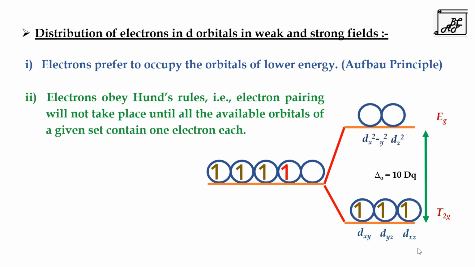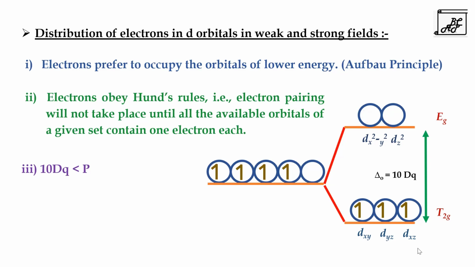For this, we have to study the 3rd rule. It says that if the 10 Dq value is less than the pairing energy, the 4th electron will go into the eg orbital. This is because the gap between the t2g and eg is small and the electron has the energy to go into the eg orbital. For an electron to get paired up, it requires a pairing energy. Here, the 10 Dq gap between the t2g and eg orbitals is less than the pairing energy. Therefore, the electron prefers to occupy the eg orbital.